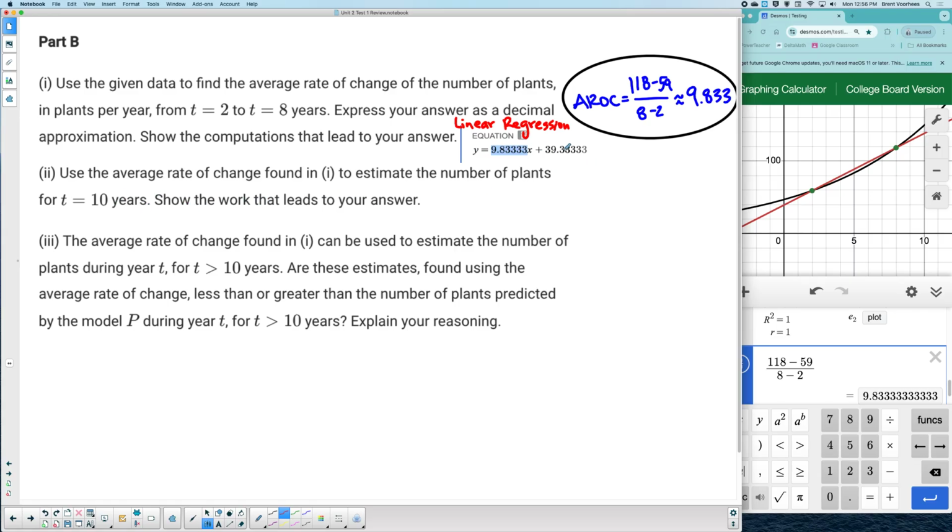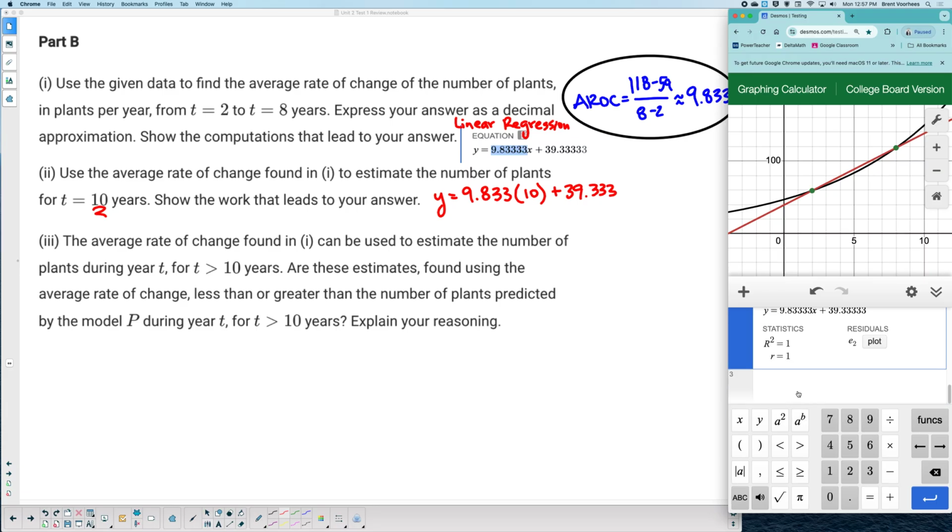Well, we know what the equation is. This is the equation right there. Now, if that's my AROC, how could I show my work to get my answer? Where would I plug this 10 in? Is that an X or a Y? The X. So really, the work I would need to show is Y would equal 9.833, I'm going to round here, times 10 plus 39.333. I'm rounding off.